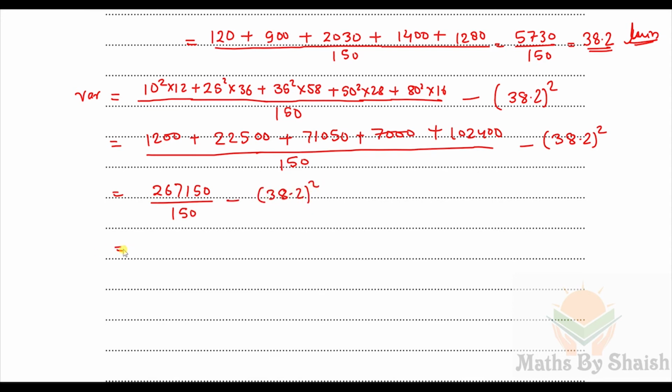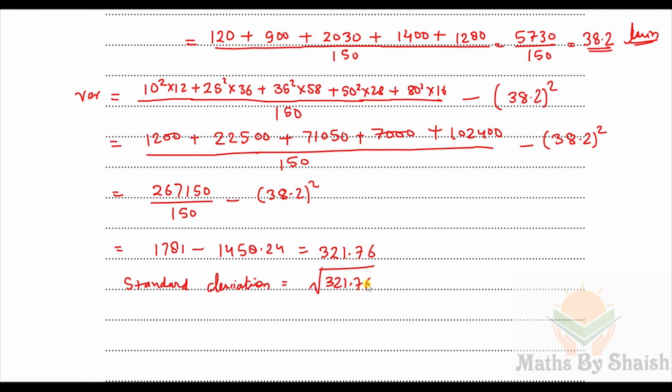So this is going to be divided by 150, 1781 minus 38.2 square, which is 1459.24, and this is 321.76. Now since we have the variance, we can calculate the standard deviation, which is being asked in the question. Standard deviation is the square root of the variance, that is square root of 321.76.